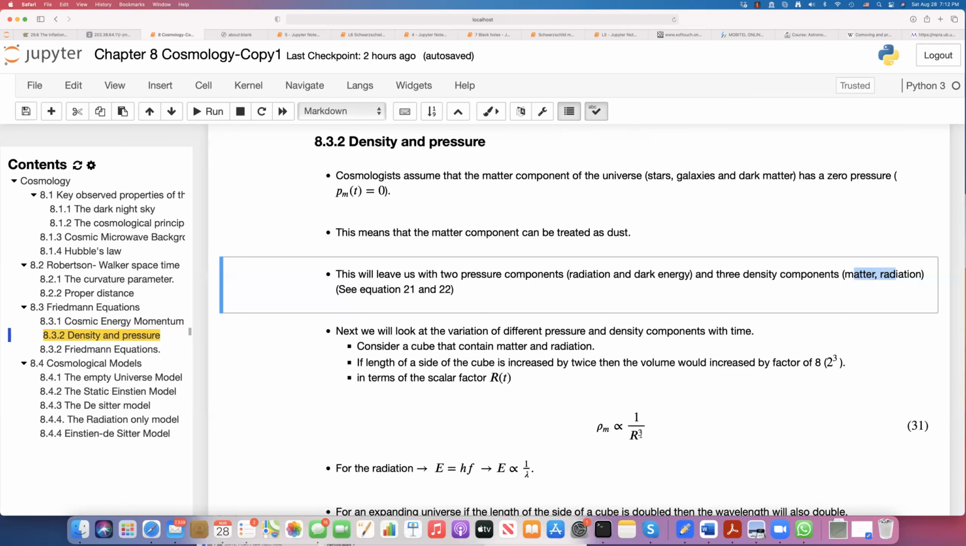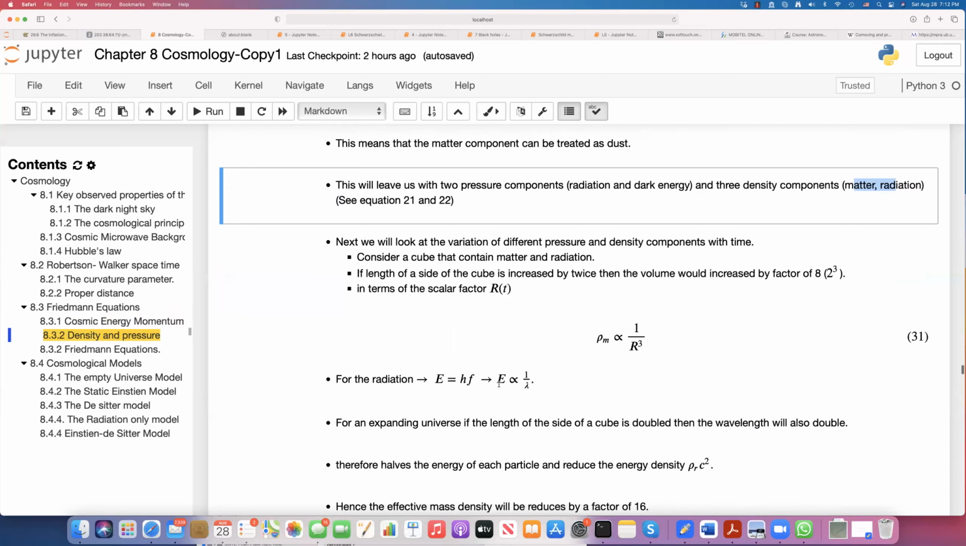Now, if you look at the radiation density, it is normally given in terms of the E equals h f equation, where you can easily see that the energy is inversely proportional to the wavelength.